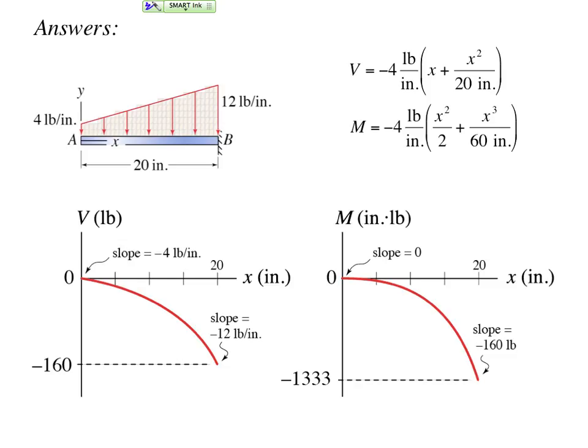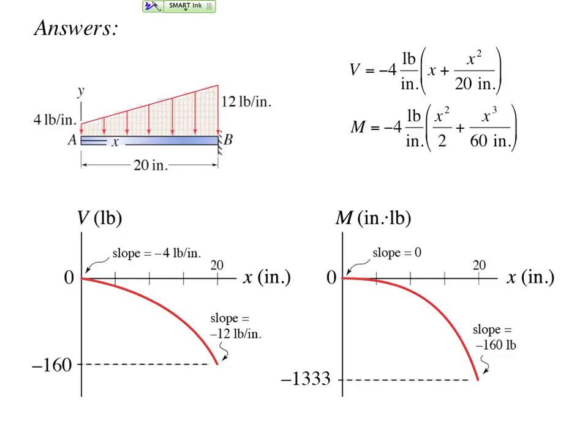At x equals 20 inches, we find m equals minus 1333 inch-pounds. The sign convention for m is such that this corresponds to a clockwise bending moment. So m matches the moment reaction as we move to the end of the beam. This consistency provides confidence in our results.